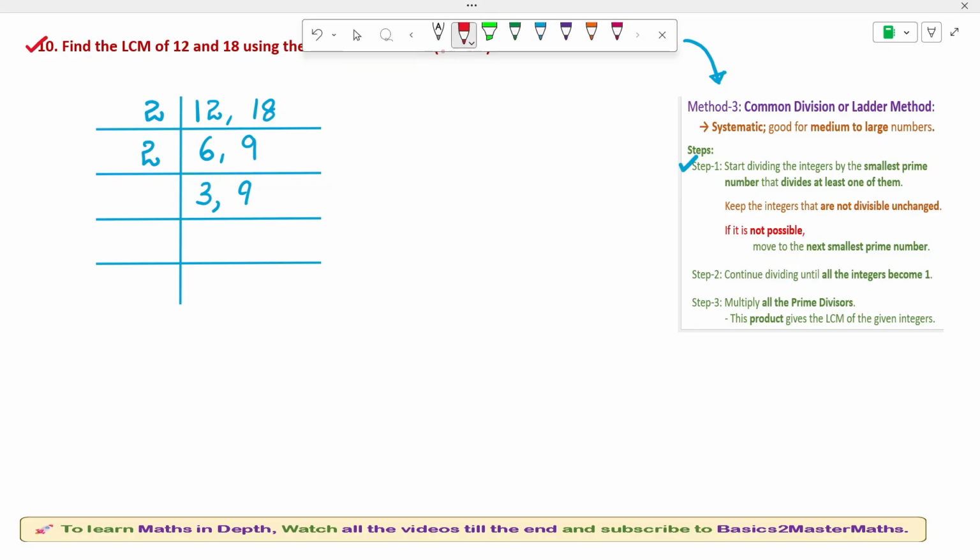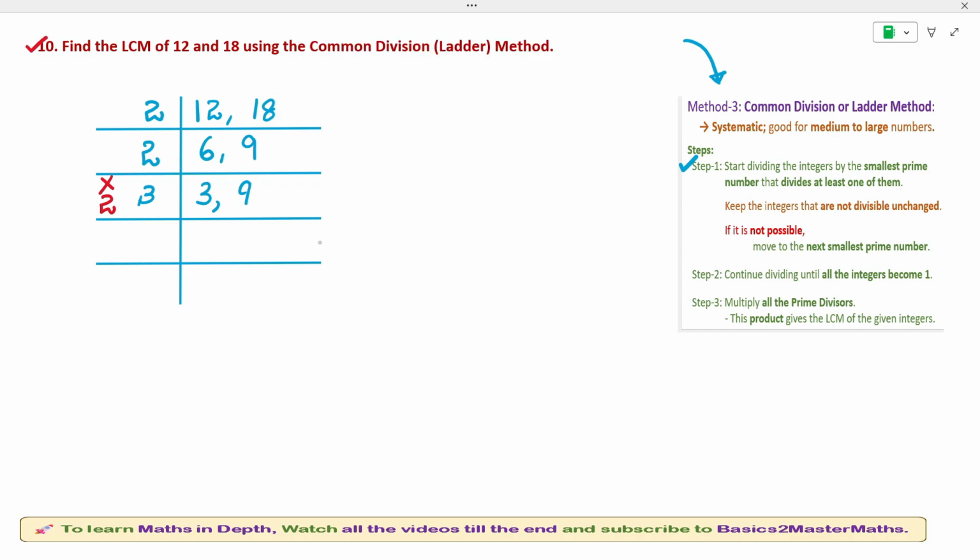Again, start dividing 3 and 9 by the smallest prime 2. Since 2 does not divide any of the integers exactly, move to the next smallest prime 3. Since 3 divides both integers exactly, we get 1 and 3.